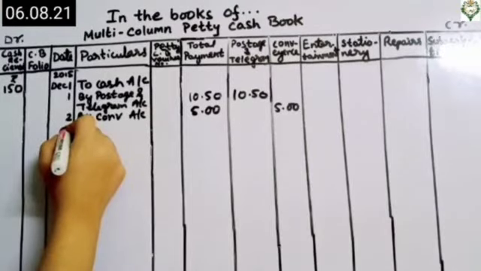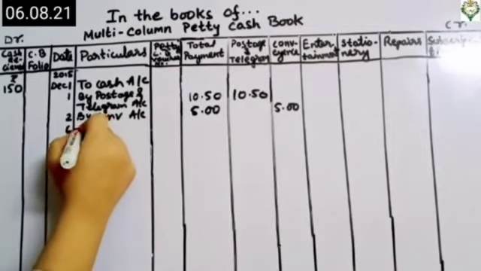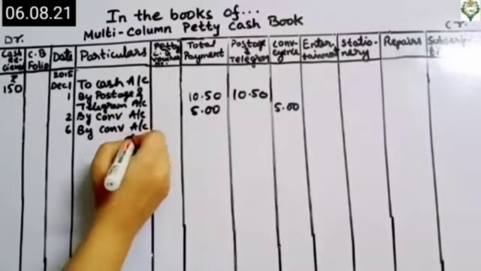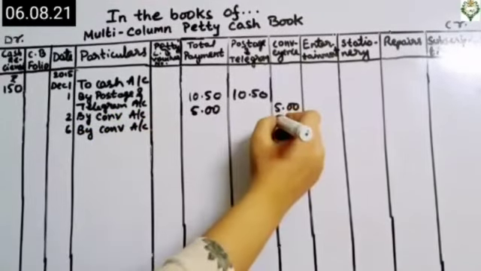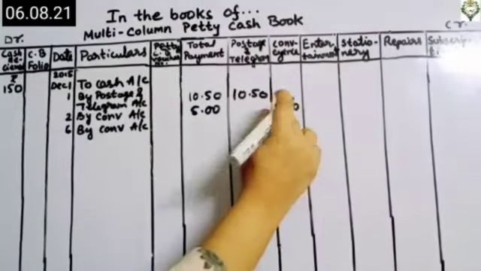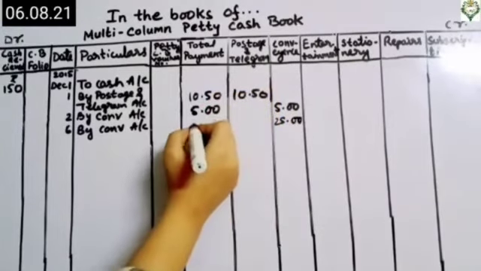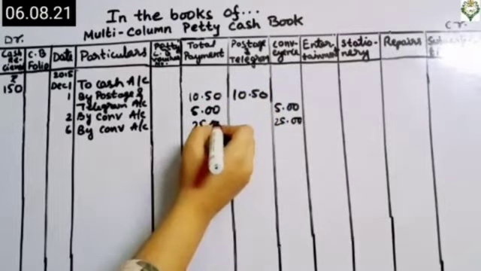So we will record as conveyance on 6, that is done on 6 by conveyance account, and the amount is 25. So we will record in the conveyance account 25, and we will record in the total payment column also, as I have said.